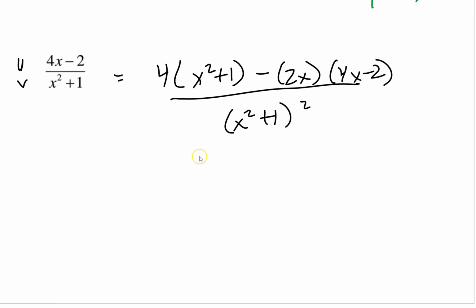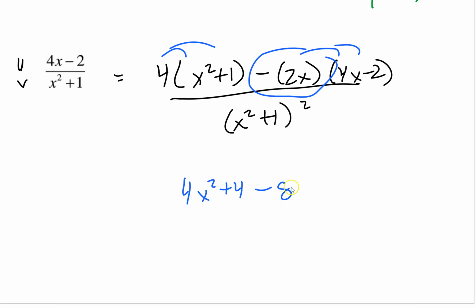So again, as I always say, if they don't specifically ask you, you are done, you can stop there. If they do, if they say put in a form like this, then you could always distribute this, distribute all of this. So you get 4x squared plus 4 minus 8x squared plus 4x all over bottom.